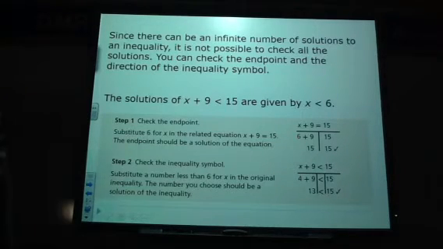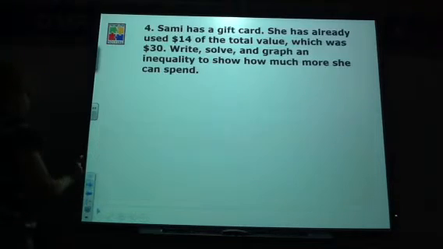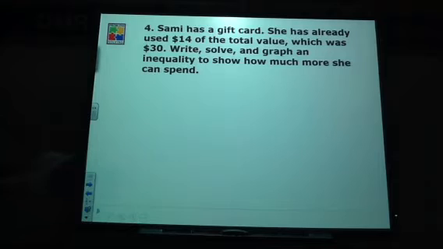Since there can be an infinite number of solutions to an inequality, it is not possible to check all the solutions. You can check the endpoint in the direction of the inequality symbol. And guys, we've already been doing this as we've been working some problems, so I'm going to go ahead and skip and go to the word problem that we have here.